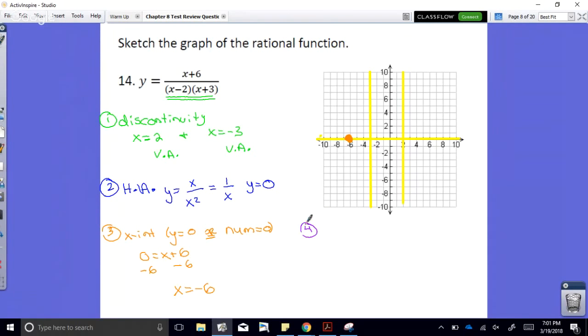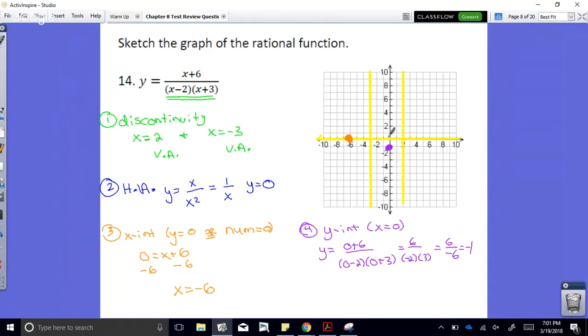The fourth thing that I'm going to do is look for the y-intercept, which you get by letting x equal 0. So if I come up to my function, I end up with 0 plus 6 over 0 minus 2 times 0 plus 3. That 6 over ends up being negative 2 times 3. And 6 over negative 6 is just negative 1. So I'm going to come to negative 1, put it up. So if you have a point that kind of helps you get started, then you can use it.